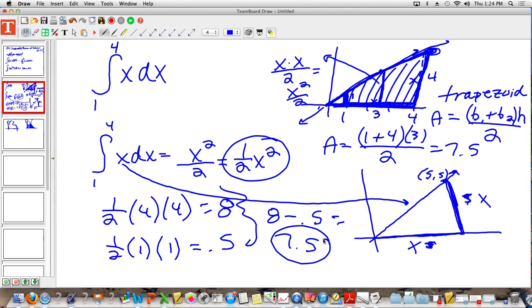So my point is this. You don't need to draw these pictures anymore. You can just find the integral of whatever the function is, and let me show you what you did. You took this 4 and you plugged it into this x value right here, and then you took the 1 and you plugged it in for that x value right there, and you subtracted them. Oh my gosh. That's what I'm trying to get at.